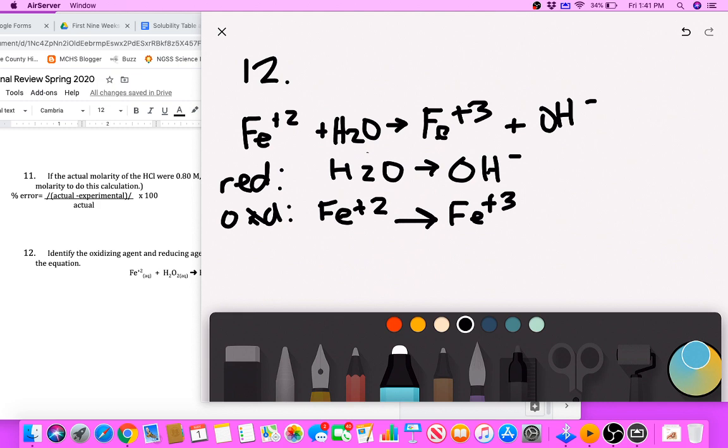And so then, what we have to do here, obviously, is look at the charges. So I don't need to exactly do it like that. We have to identify the oxidation numbers of everything. We have the oxidation numbers of the Fe's, but we don't have the oxidation numbers of the H and O yet.